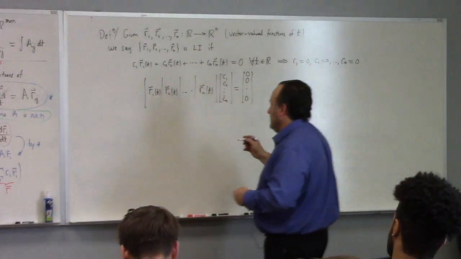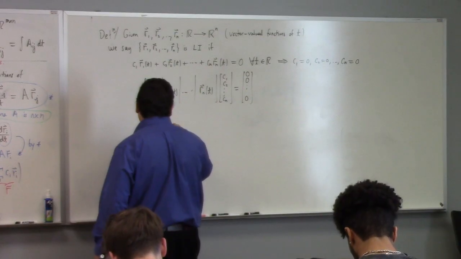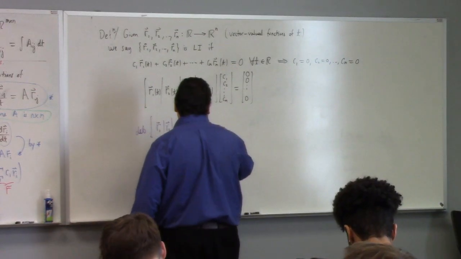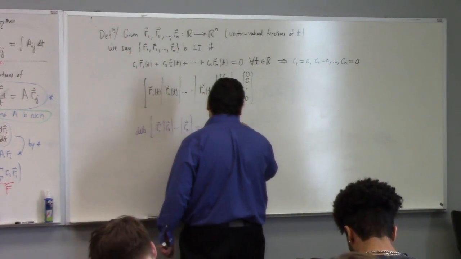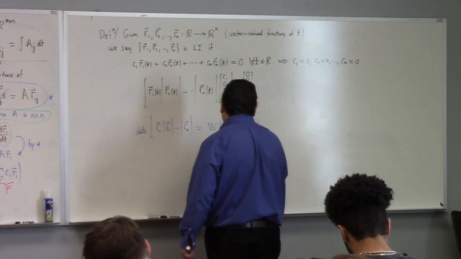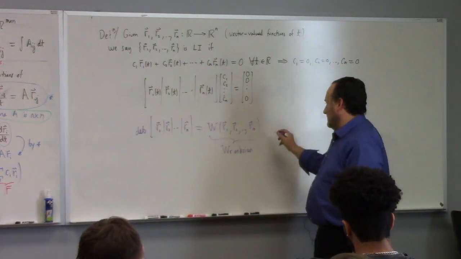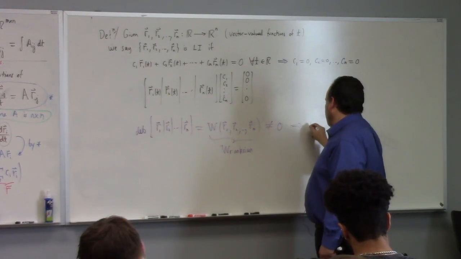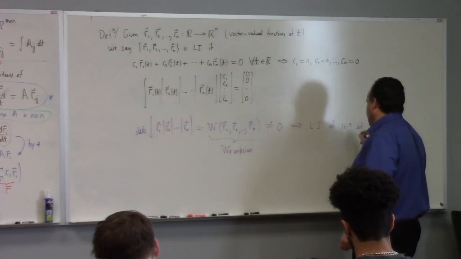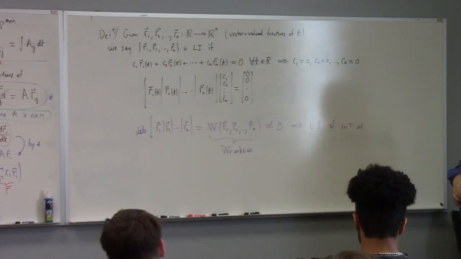So in other words, you can just look at the determinant of R1, R2, ..., Rn. This is called the Wronskian. If the Wronskian is non-zero, that implies linear independence of the solution set. All right.